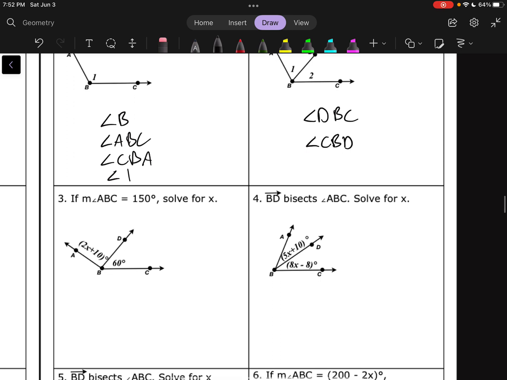Number 3, if ABC is 150, solve for x, you should do 2x plus 10 plus 60 equals 150. This is an angle addition postulate 1. 2x plus 70 equals 150. If you subtract the 70, you get 80, and dividing by 2 gives you 40.